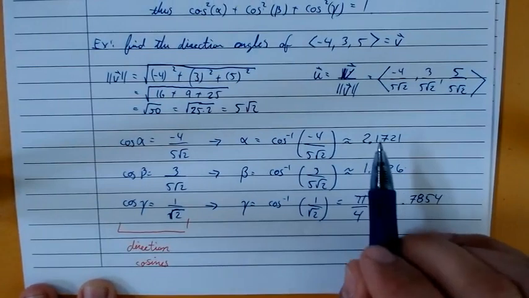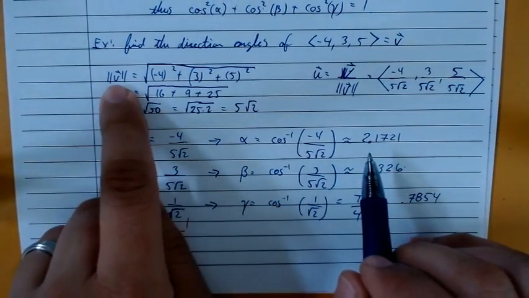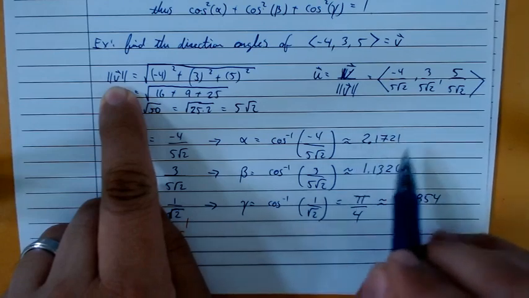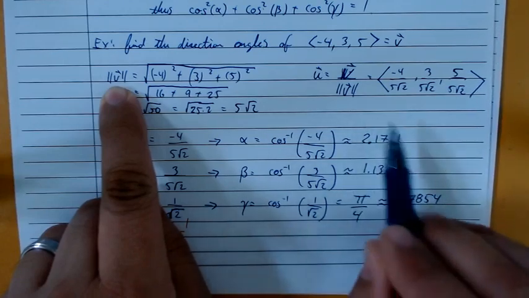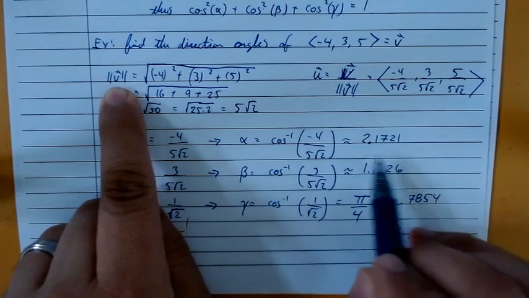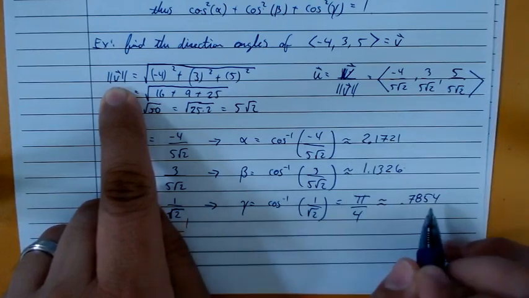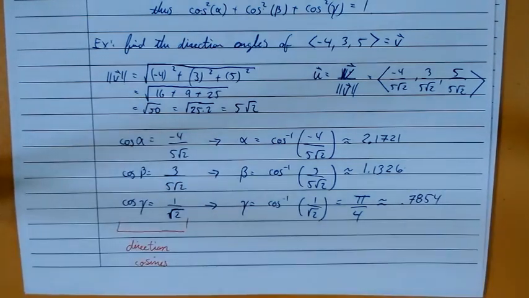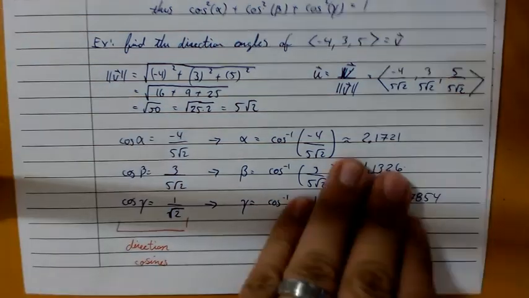These are the angles between, to find the vector V, starting from i, you would traverse this angle. From the vector j, you would traverse this angle, and from the vector k, you would traverse this angle. And that gives us our direction angles. So this brings us to another definition.